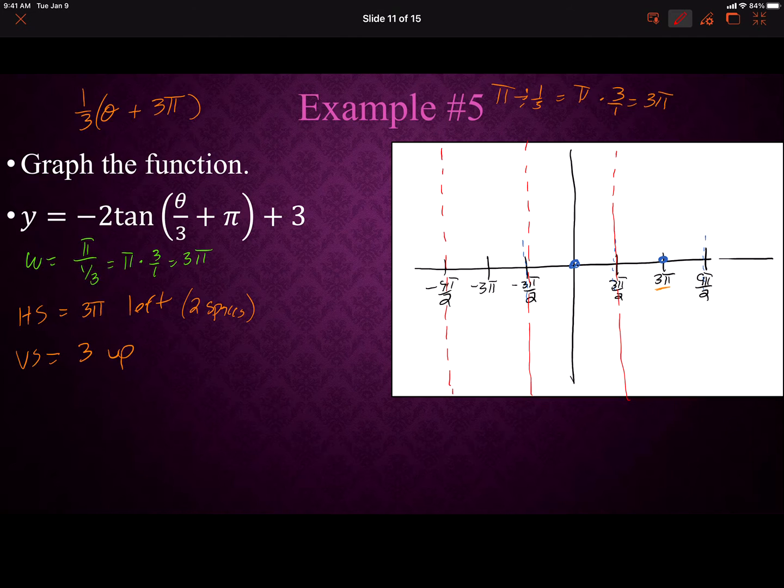The points themselves are going to shift again over 2 spaces, but now up 3. So the midline now goes here, and the other midline can go right there. Now, tangent is normally an upward-facing shape, but now it's a negative 2, so it's going to be like cotangent where it's downwards facing, where it looks like this.